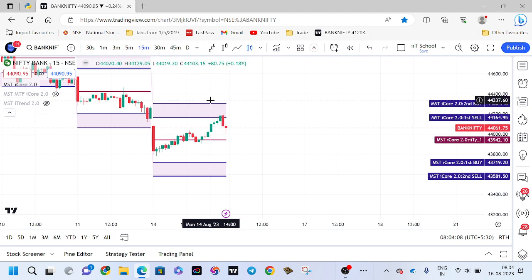That second line will be the SL. If you SL here, you have to go for the reversal entry. Once buy is activated, remove the sell. Once sell is activated, remove the buy. Whichever side gets activated, that side we have to trade.